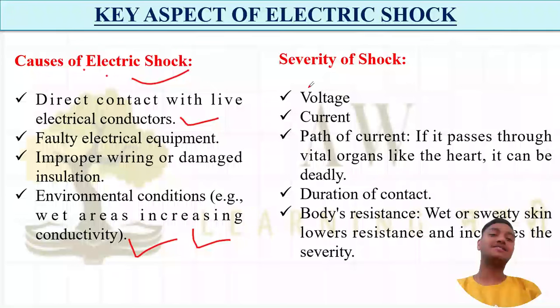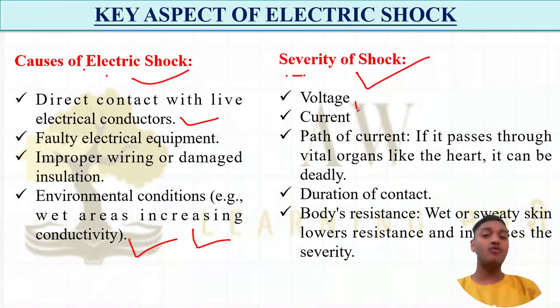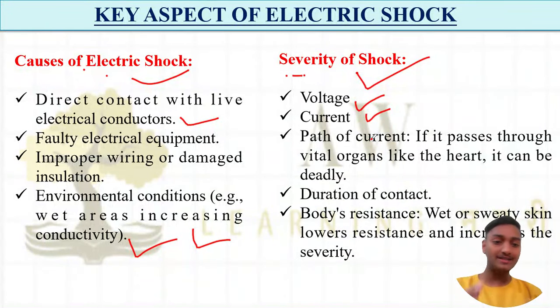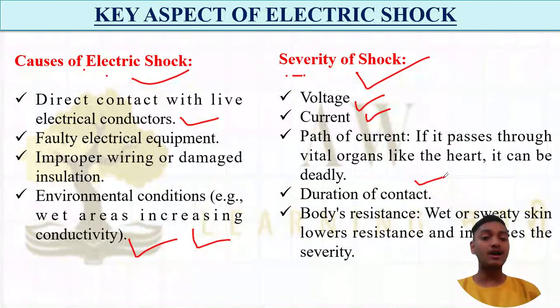Second thing, what is the severity of the shock? The severity of the shock depends on a few things. What are those things? Voltage: what value of voltage you come in contact with. What value of current you come in contact with. The path of the current: how you have touched that faulty equipment or wires, and how the current is going to flow. All these things are very important. Then duration of contact: for how long you have been in contact with that thing. Then body resistance, whether your body is in a dry or a wet condition, also affects it. Okay, so this is about the severity of the shock.